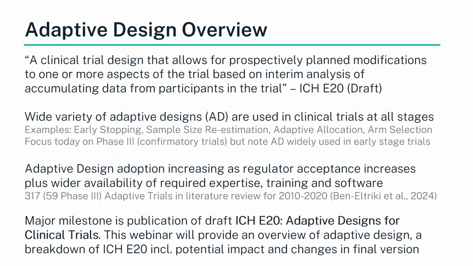So this ICH E20, and we'll talk more about the ICH and why it's important later on, but basically ICH E20 adaptive designs is a major milestone. Even this draft version, obviously the final version will come in around a year or so, and this one will provide you an overview of what I expect the impact of that to be, and then break down ICH E20 in detail and provide you an overview of what's in there and what might change in the final version as well.